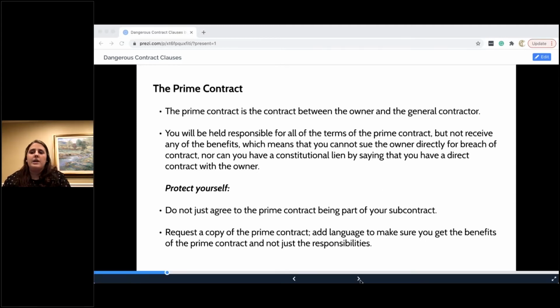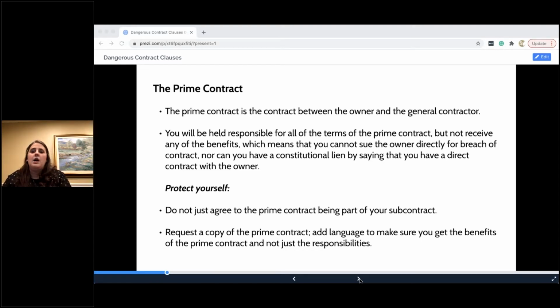And if it becomes incorporated into your subcontract, you are now going to be responsible for any of those terms that it essentially is getting pushed down to you. The general contractor is kind of shoving liability down while still getting all the money from the owner. So you won't be able to sue the owner directly for breach of contract, and you don't have that constitutional lien right by saying you have a direct contract with the owner. And we know this because we've tried it multiple times in different courts, making this argument of, well, you're telling me it's incorporated and now I'm bound to terms of a contract and I can't even sue the other parties to this contract. And so that's why it is so dangerous.